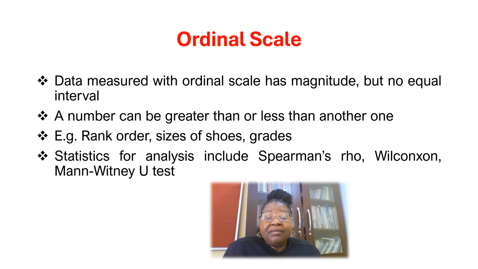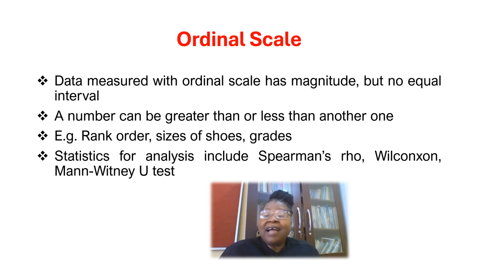Then we have ordinal. Data measured with ordinal scales has magnitude with no equal interval. A number can be greater than or less than another. Then you have something like rank order, sizes of shoes, or students' grades. So you see that there is magnitude. If somebody has A, B, C, there is magnitude. But you see that the difference or the distance between the score of the person that has grade A and grade C or grade B is not the same.